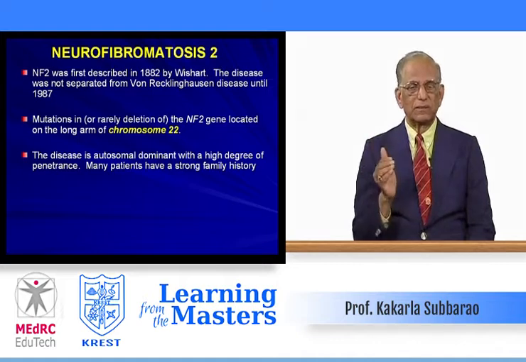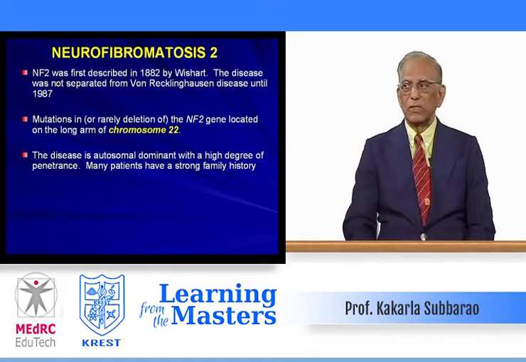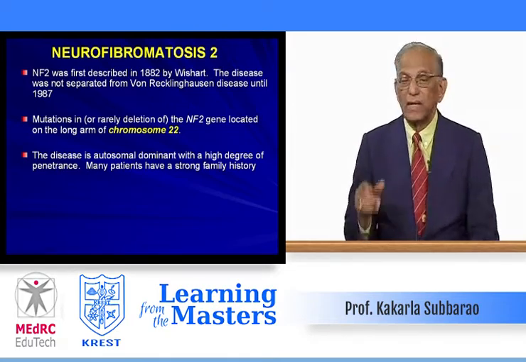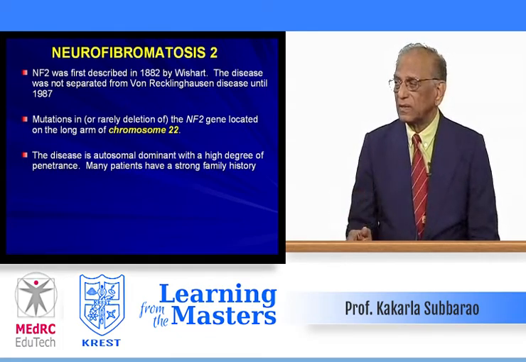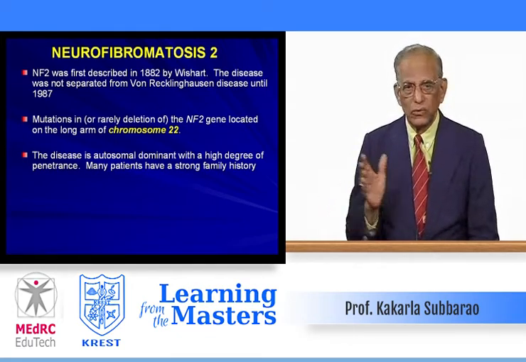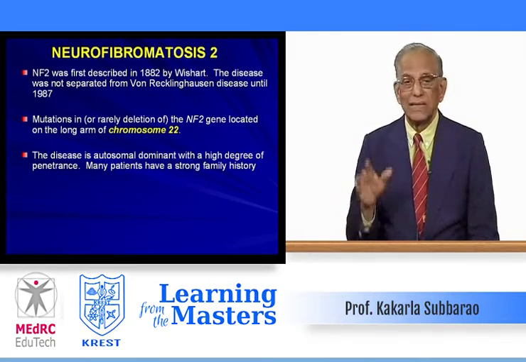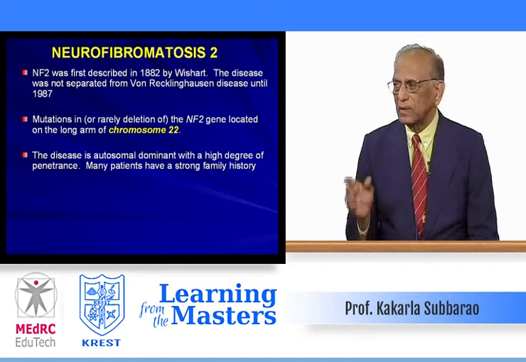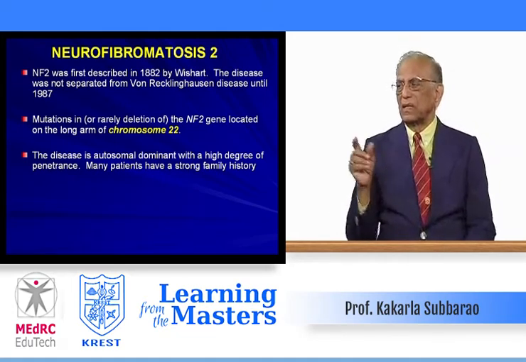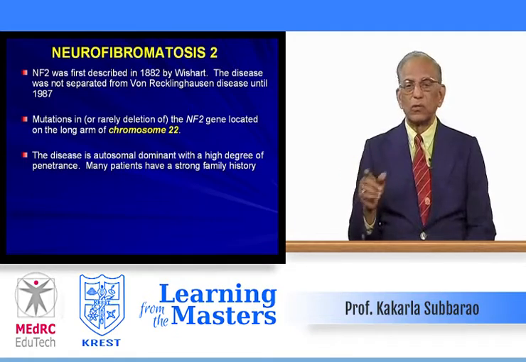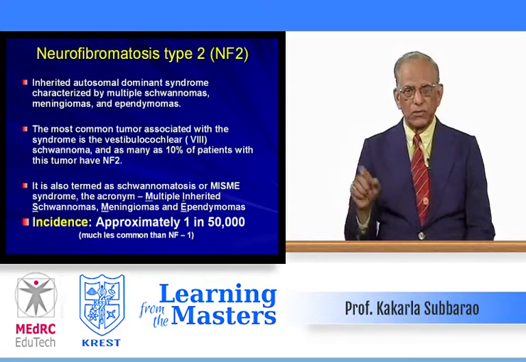Now, the specific subspecialty of neurofibromatosis, namely neurofibromatosis 2. NF2 was first described in 1882 by Wishart. The disease was not separated from the usual von Recklinghausen's disease, we used to say neurofibromatosis, until 1987. Mutations are rarely deletions in NF2 gene located on the long arm of chromosome 22. The disease is autosomal dominant, again with a high degree of penetration. Many patients have a strong family history.